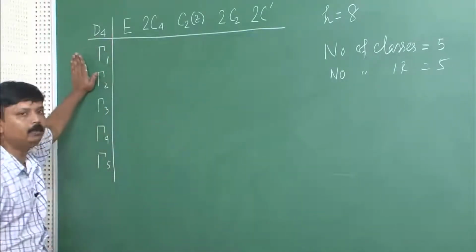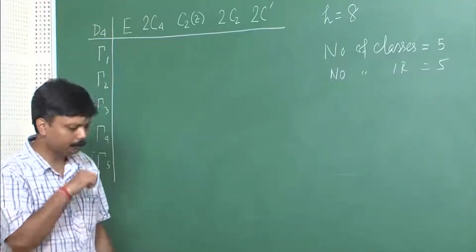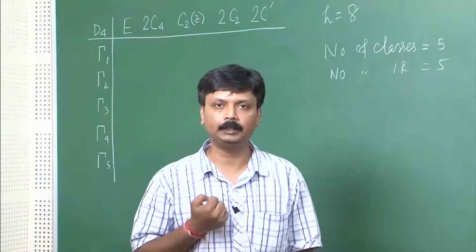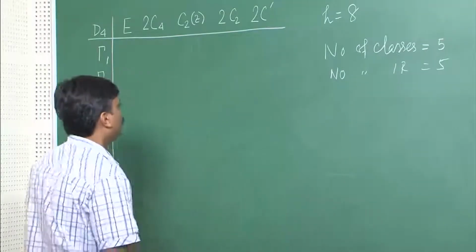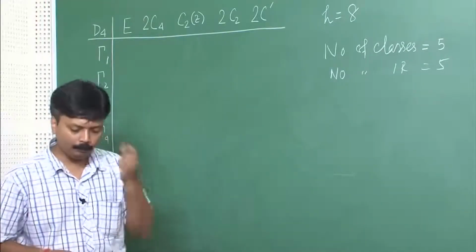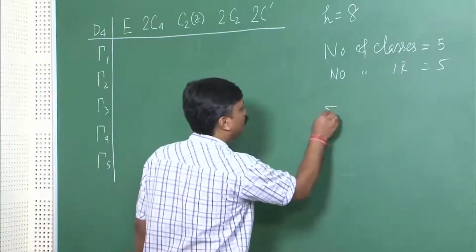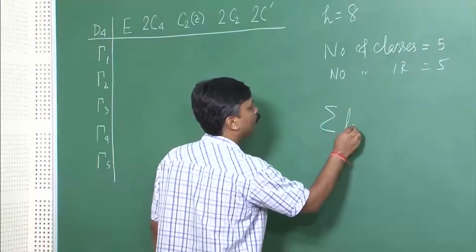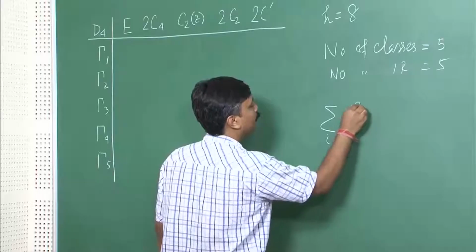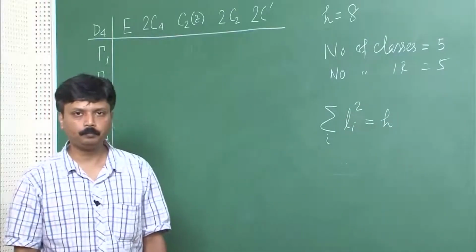Therefore, we are just giving them a general name in terms of gammas. Now, what about the dimensionalities of these irreducible representations? If we go back to those rules that we got out of the great orthogonality theorem, then we can say that the summation over i of l_i squared equals the order of the group, right?